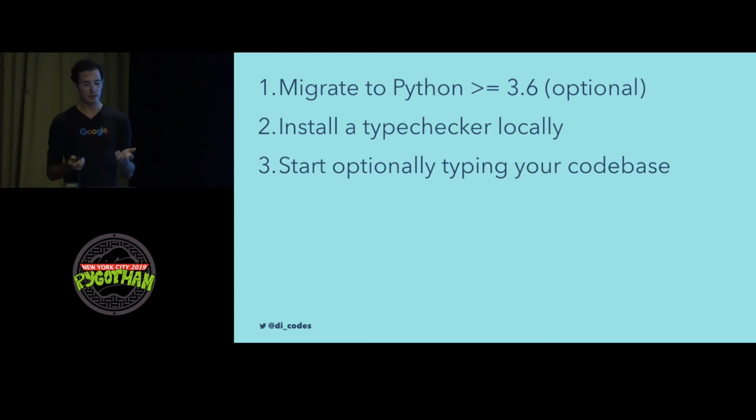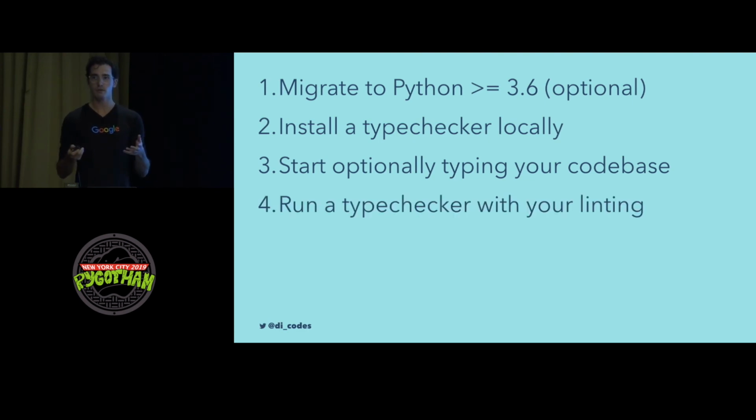And then you can start optionally typing your code base. You could start with the hardest function that you have in your code base, the one that's most impossible to understand, or you can start with the easiest one, like the simplest function. That'd be the easiest one to type. Just pick a critical area and start there.